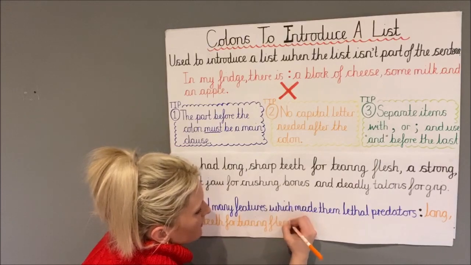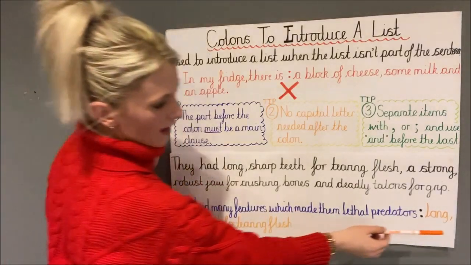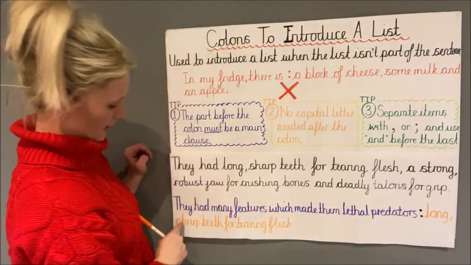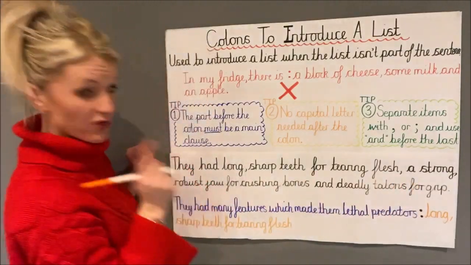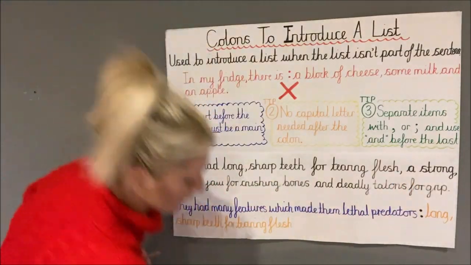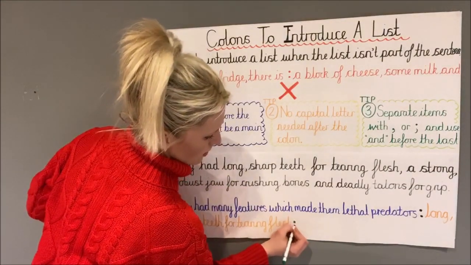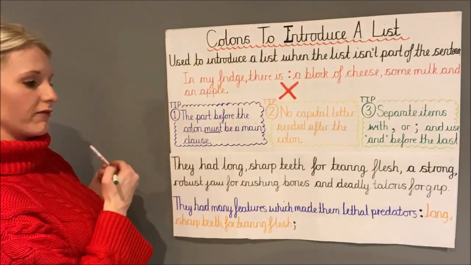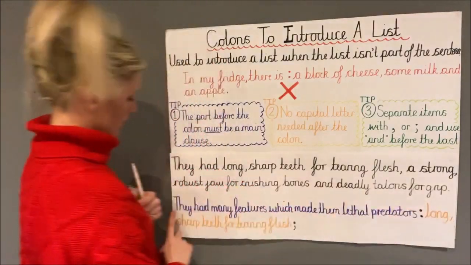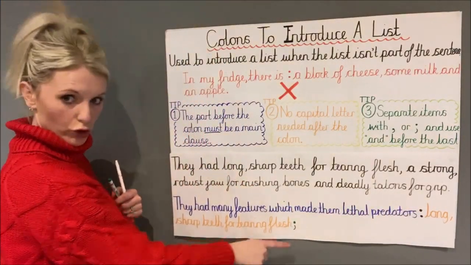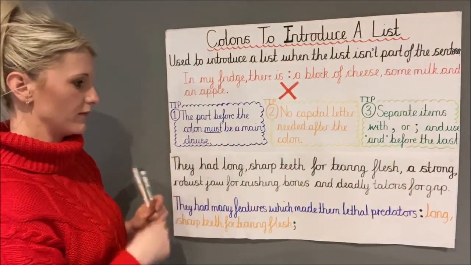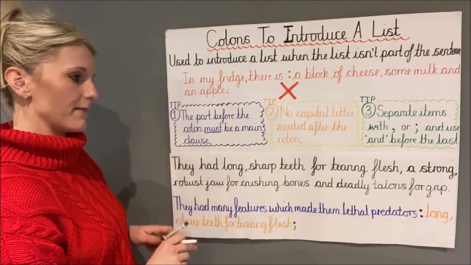Now, this item in my list had already got a comma in it to separate the 2 adjectives. So this time I am going to use a semicolon so that people don't get confused by the commas in the items and the commas that are separating the items. So this time we are using a semicolon.